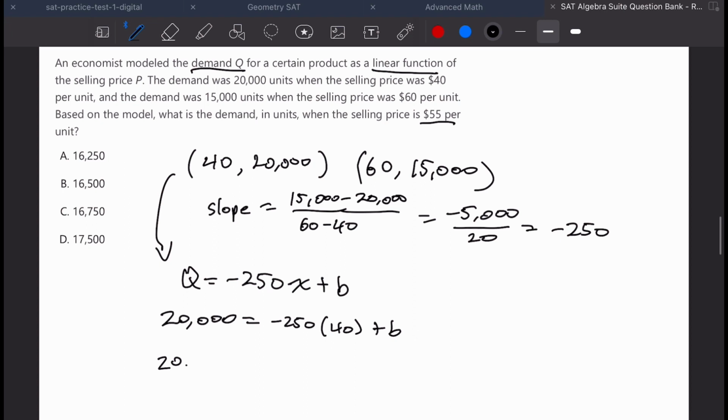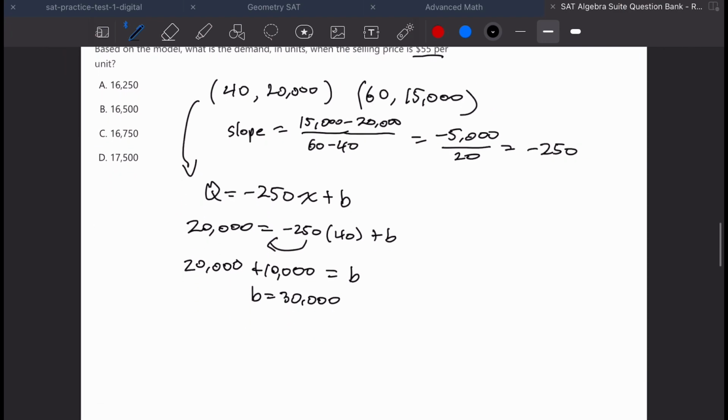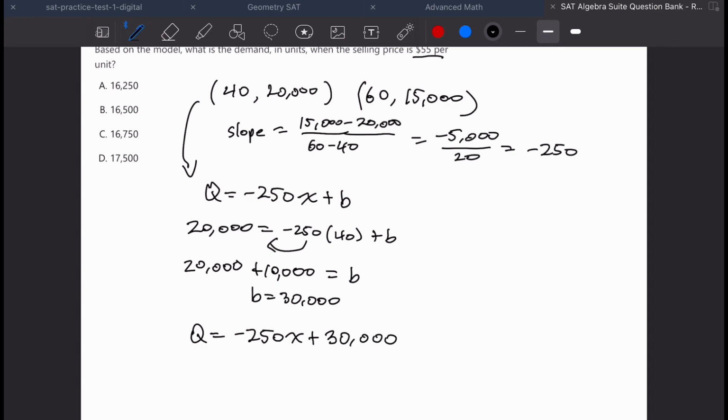So 20,000, if we move this to the right, plus 10,000 is equal to B, and B is equal to 30,000. So now we get the whole equation, which is negative 250x plus 30,000.